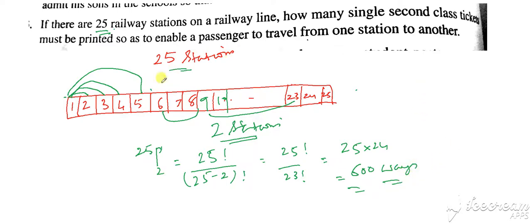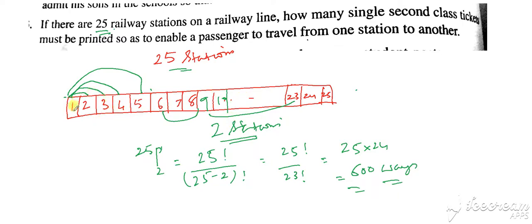Okay, so that is it. I think I'll explain one more time. See here, these are 25 stations. Any person, if he wants to travel, has to choose two stations compulsorily. It's a must, because at one station he has to get in and at another station he has to get out.